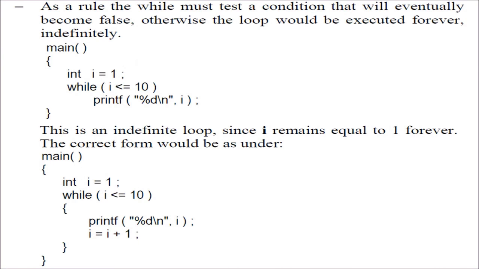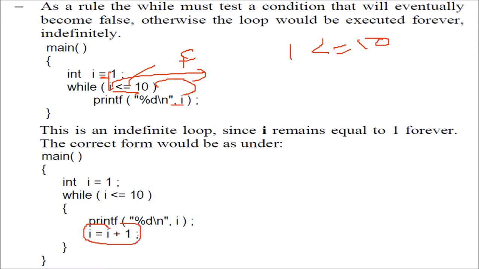Then the while loop must test a condition that will eventually become false. Otherwise, this loop will go on and on. See here, we have I equal to 1 and I less than or equal to 10. But we are printing I and we are not incrementing it. If we are not incrementing, I will remain 1, so 1 will always be less than 10. So this will go on for indefinite time. For that, we have to add I equal to I plus 1. This makes this program credible.